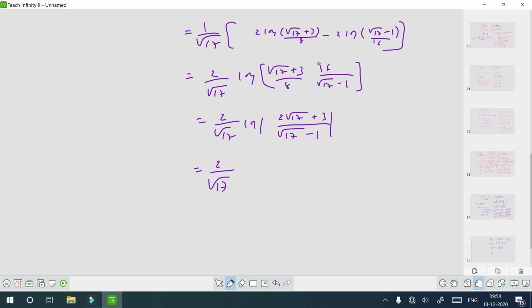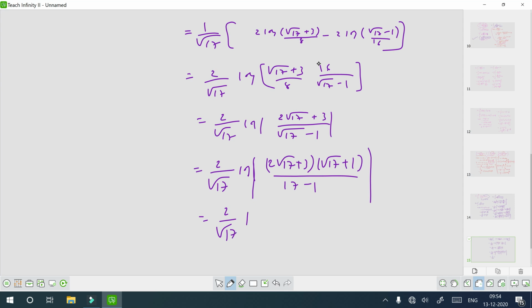2 by root 17 log mod 2 root 17 plus 3 into root 17 plus 1 upon 17 minus 1 also. That is 2 by root 17 log, here we get 16. Now you can simplify it, write it here. This is the answer. Clear?